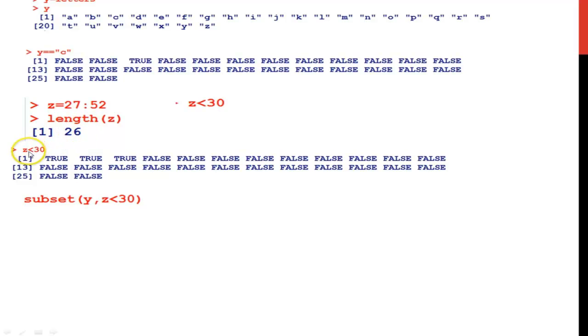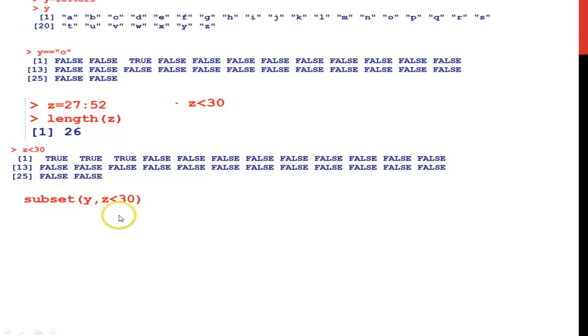And how about z less than 30? First of all, is it going to produce a numeric vector? Is this going to produce a character vector? Is it going to produce a Boolean vector? This is producing a Boolean vector, right? A logical vector, right? Okay, everyone agree? It's a logical vector. It's not numbers, it's not strings.